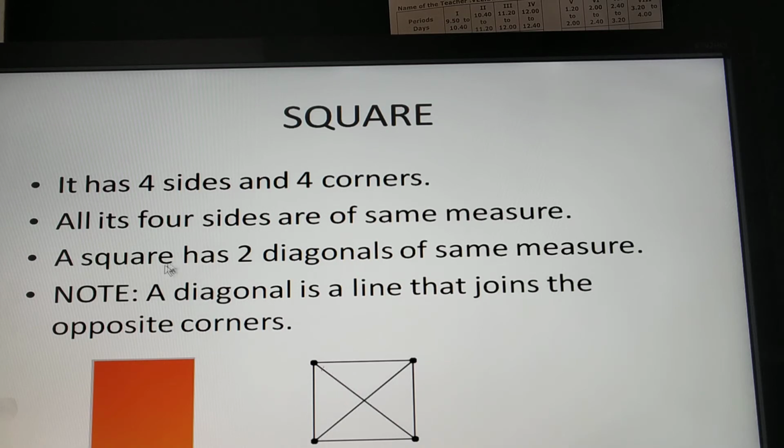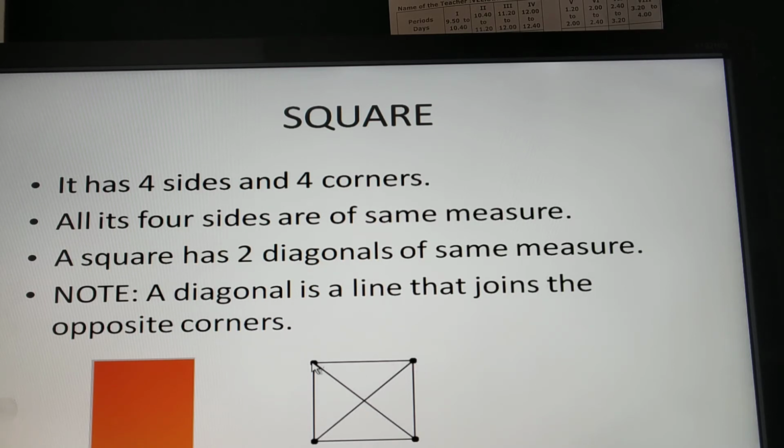Before going further, what is a diagonal? A diagonal is a line that joins opposite corners. This is one corner and this is the opposite corner. We join a line, and this line we call a diagonal. Again here, this is one corner and this is its opposite. We draw one line, and that line we call a diagonal. I hope children you all understood.